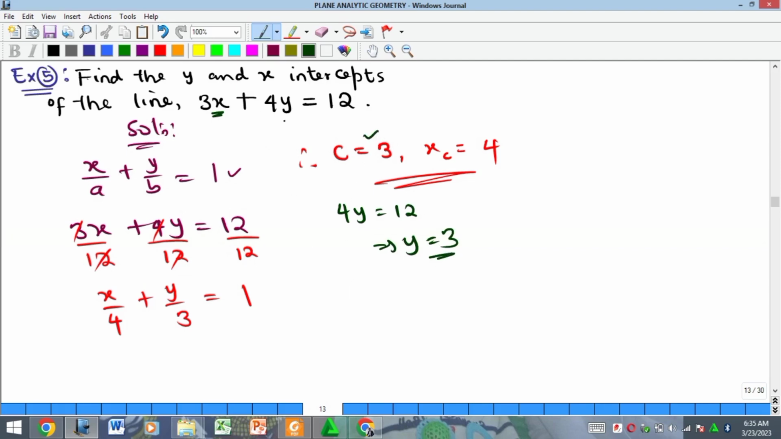And then otherwise, if you make y to be 0, you will solve for x to get your x-intercept. And if I do that, everything here will turn to 0. So my 3x is equal to 12. Therefore, my x alone is 12 over 3, which is equal to 4. So either way, you will always get the same solution. So that we are bringing this other approach to ensure that you see that there are many ways you can actually handle this problem. All right, this is where we end it for this video.